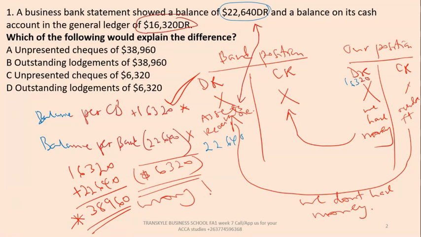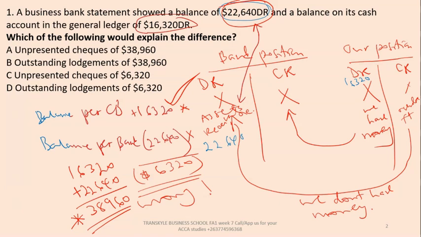Now, why am I saying these are lodgements? The trick is that lodgements are deposits, right? So if lodgements are not yet credited, obviously we are going to have a low bank statement figure, because those deposits by the customers are not yet appearing on the bank statement. So we are going to have a lower bank balance. This is why we are still in an overdraft position. The bank is still saying that we are in an overdraft of 20,740.